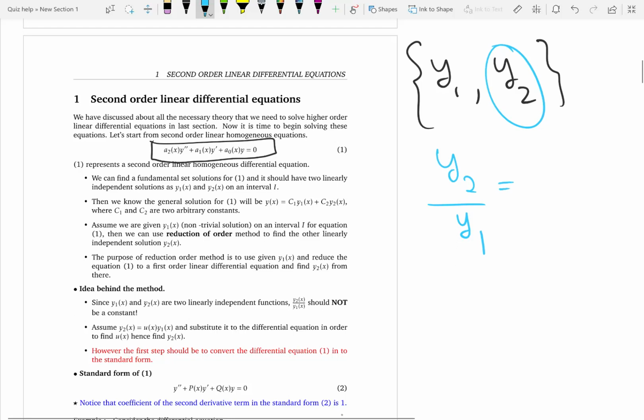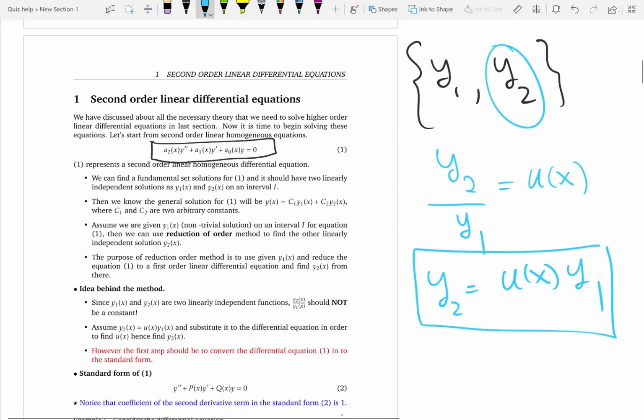So what should y2 over y1 be? It should be a function. Let's call it u. It should be a function, right? That is how y2 and y1 become linearly independent. All right, let's rewrite this in a nicer way. Let's rewrite y2 as u times y1. So the second solution is the first solution times an unknown function.